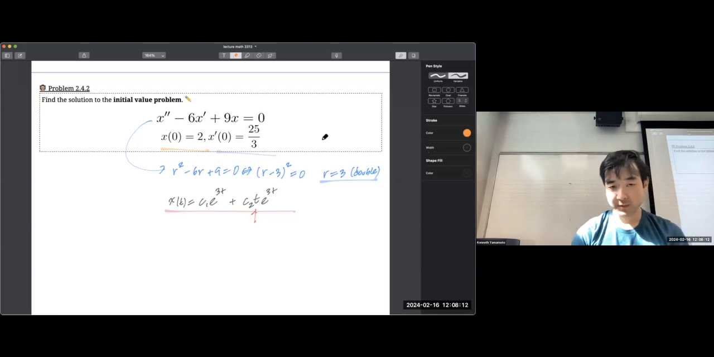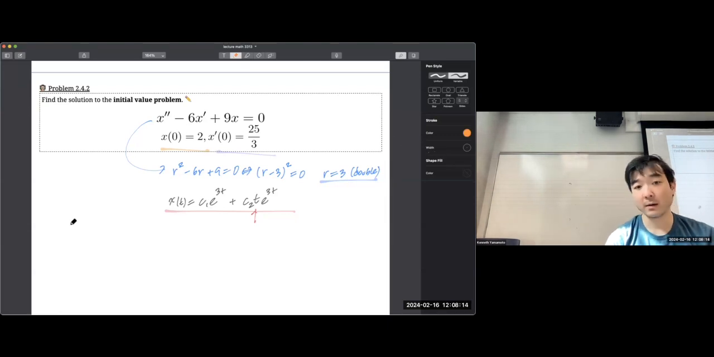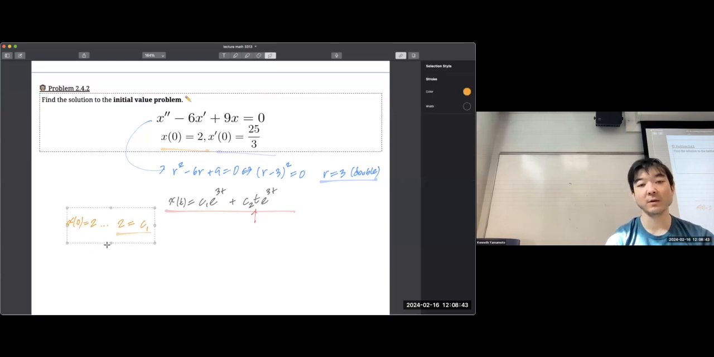So the first initial condition is just saying that x of 0 is equal to 2. What does that mean? That means that you plug in, this is the solution, so you plug in 2 for the x, and then you plug in 0 for all the t's. So this e raised to 0 is 1. This term just goes away. So this condition gives us that c1 is equal to 2.